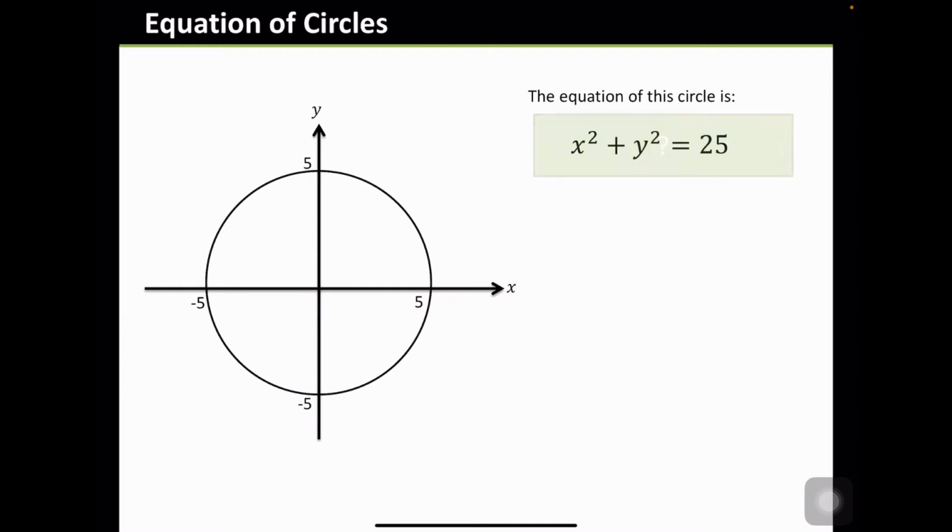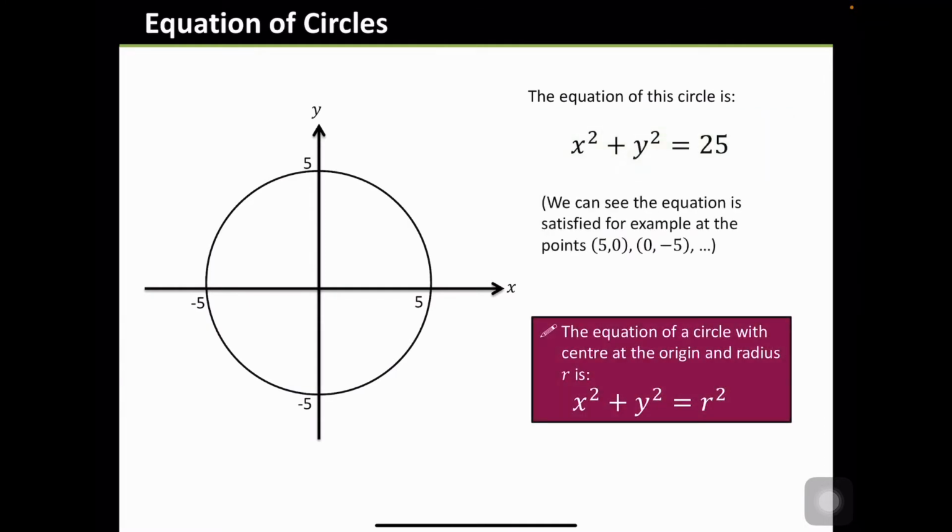So here we have the general form, actually a specific circle. Of course the radius is 5, well that's clear from the graph, and so the equation would be x squared plus y squared equals 5 squared, and so this is the general form. Of course you should have written that down in your books by now.